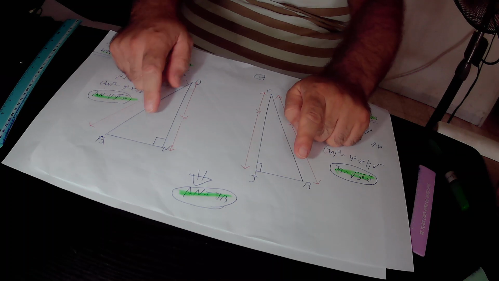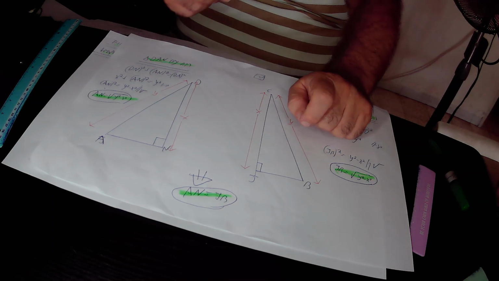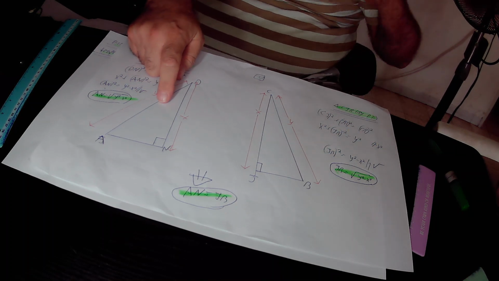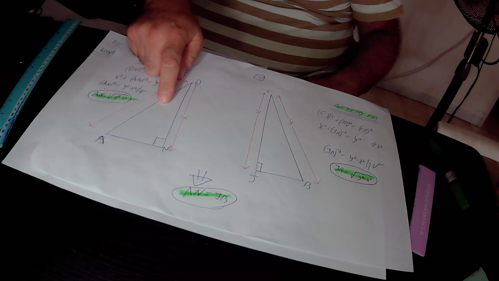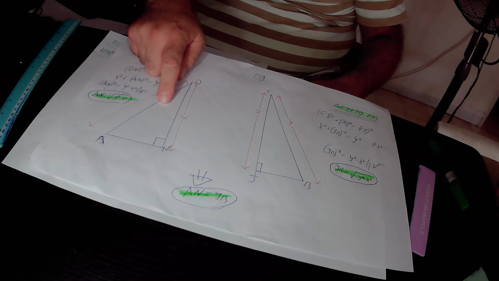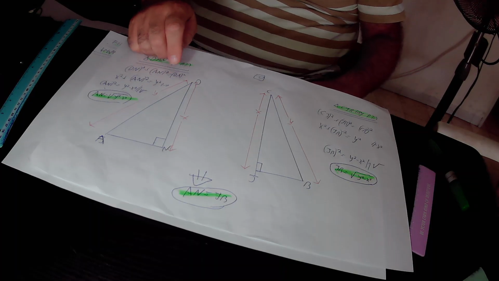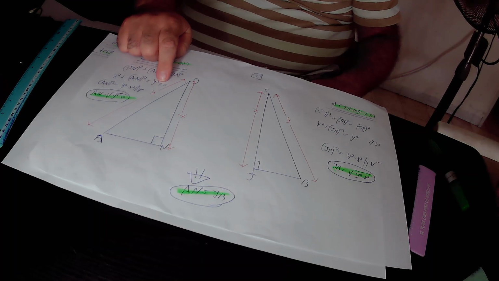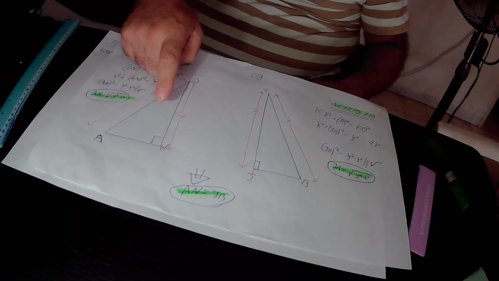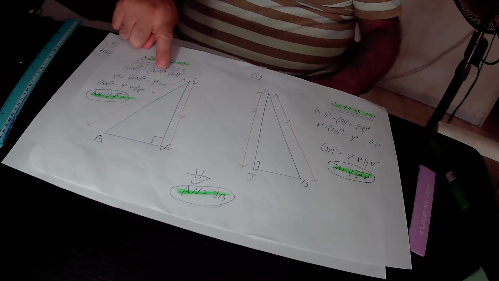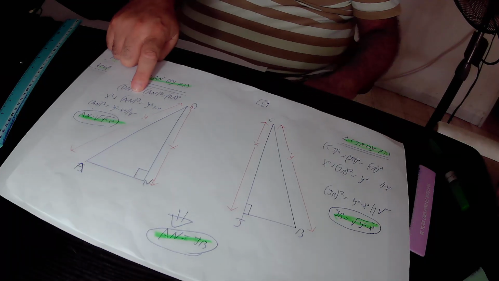Why are those two sides equal to each other? We apply the Pythagorean theorem on this right triangle. According to the Pythagorean theorem, in any right triangle, the square of the hypotenuse equals the sum of the squares of the perpendicular sides. So in the right triangle DNA, y squared, the square of the hypotenuse, equals x squared plus AN squared. Again, y squared equals x squared plus AN squared.